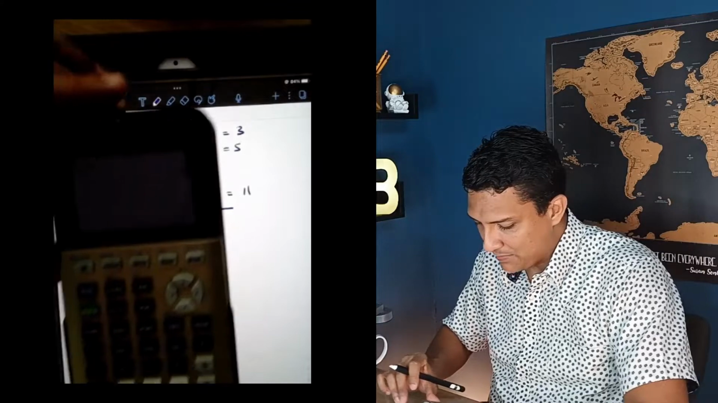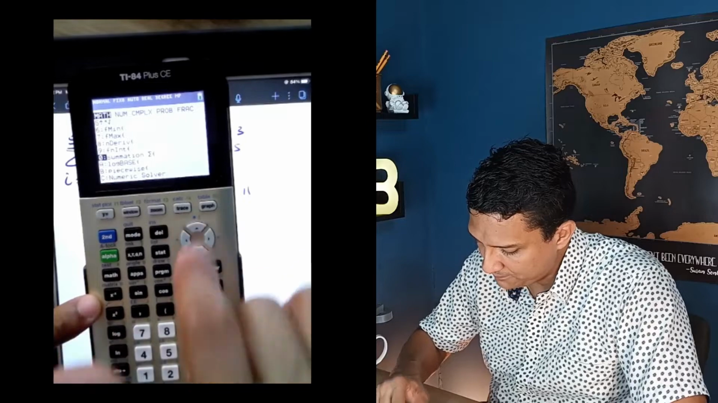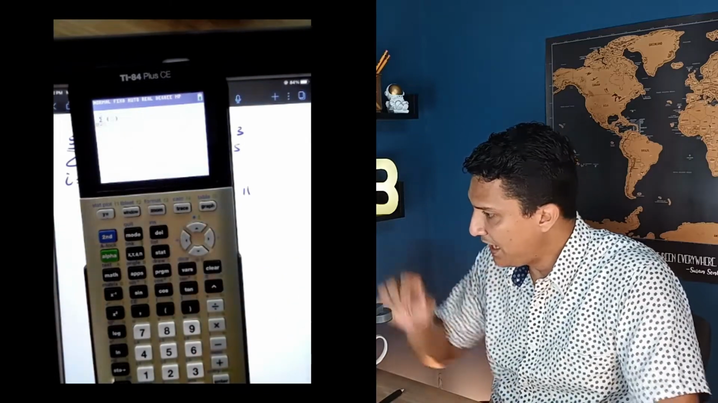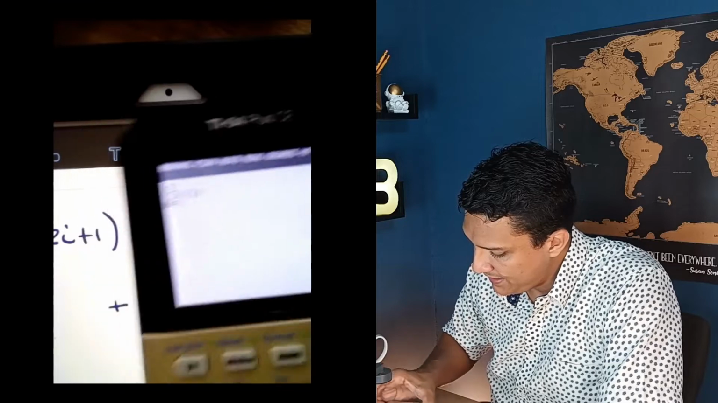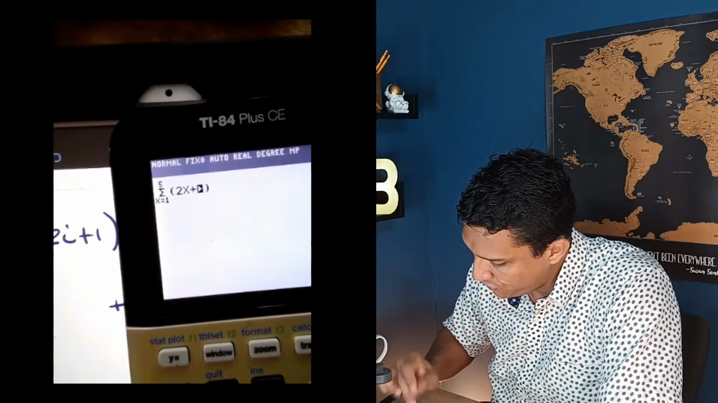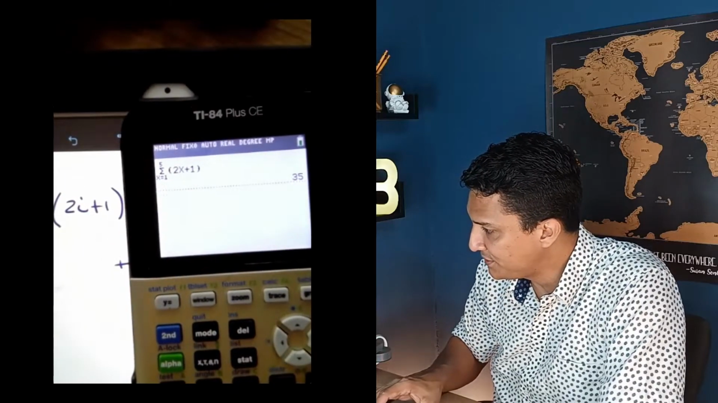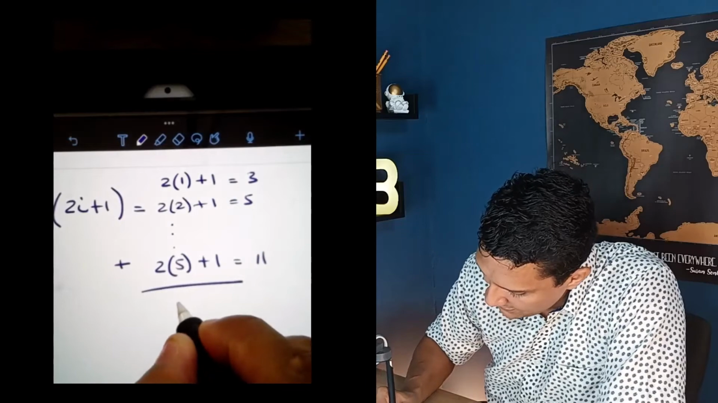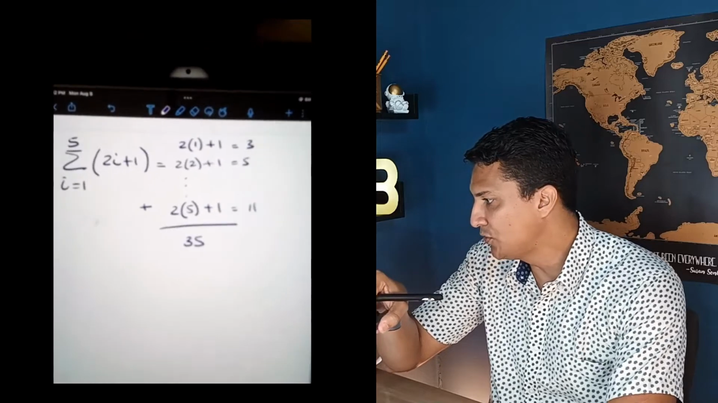And now, I'm gonna call the sigma notation in my calculator. I'm gonna input the values that are given. In this case, x starts with 1 until 5, and then now is 2 times x plus 1, and then I just need to press enter. Notice that the calculator is giving me the answer. This is 35. So basically I just need to write this, and that is enough to show my work.